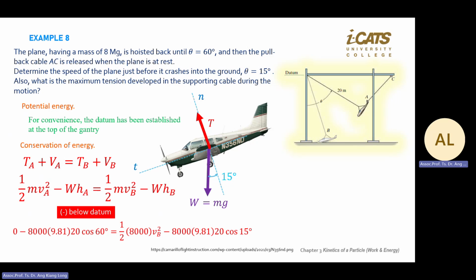Then you substitute the values, you know. There's only one unknown in the equation, which is VB. Mass, you know. Just be careful: the mass is in megagram. You need to convert 8 megagram equal to 8,000 kilogram. VA is 0 because you release from rest. So you can straight away cancel VA squared. It becomes 0. All right. H is 20 cos 60.